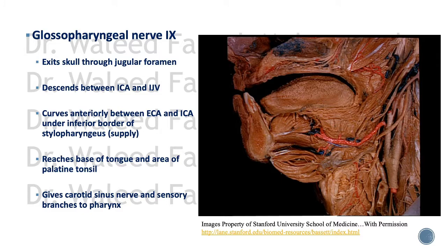It shares in a very important plexus called the pharyngeal plexus. We will study this later with the pharynx. But remember the relationship with the stylopharyngeus is that it curves around the inferior border, and remember that it goes to the oropharynx to supply mainly there.